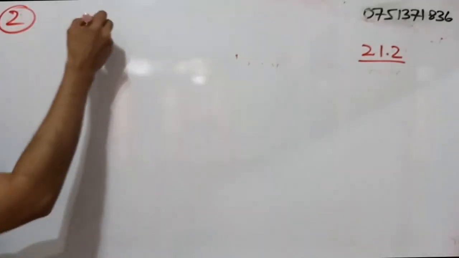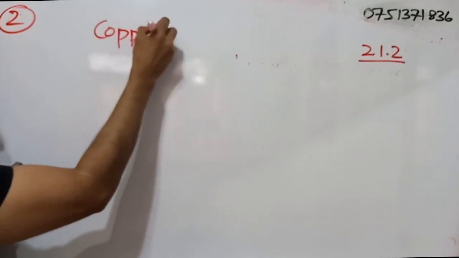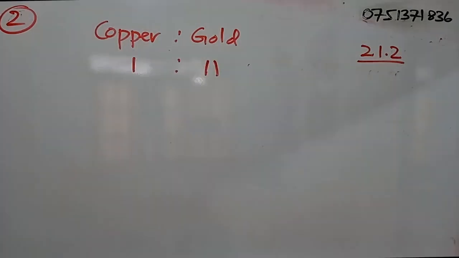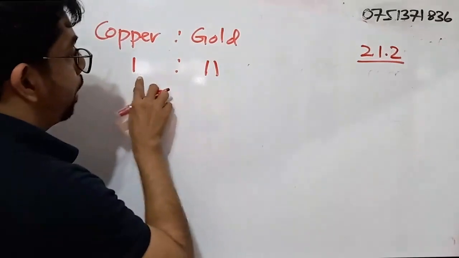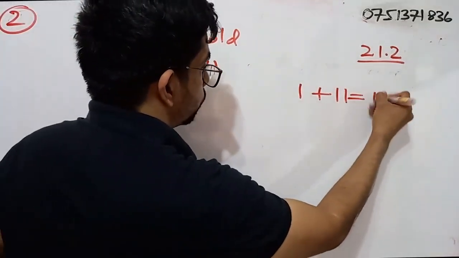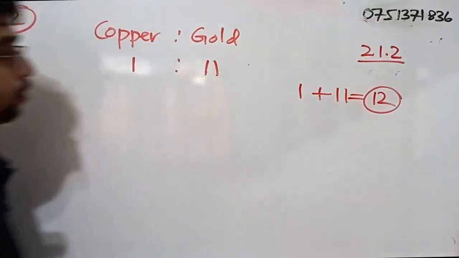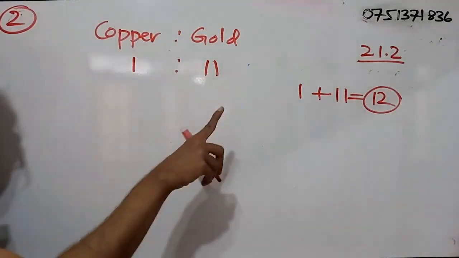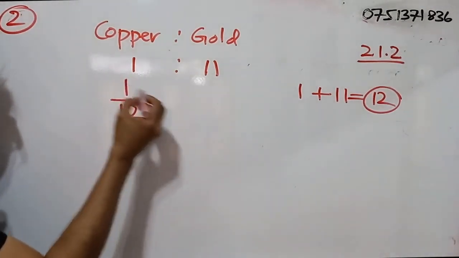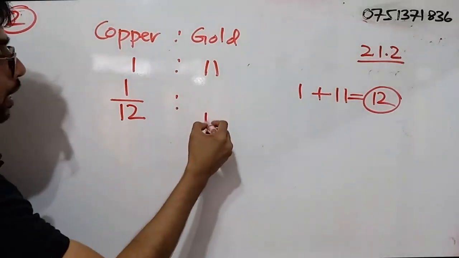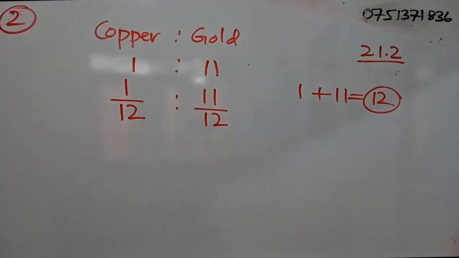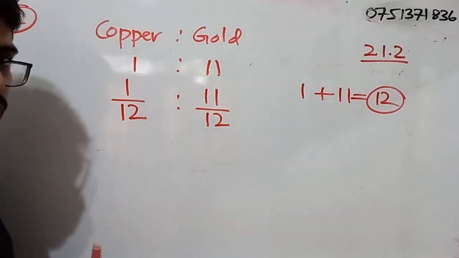Right. So we have what? Copper to gold. So what is the ratio? 1 to 11. What is the total parts? Here we have 1, here we have 11. So simply we have to add those two together. So we get 12. Right. So that means out of 12 equal parts, one part is copper, and out of 12 equal parts, 11 parts are gold. Right? So here what do we have to do?